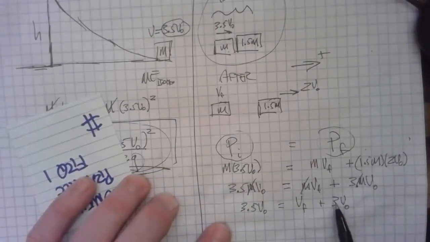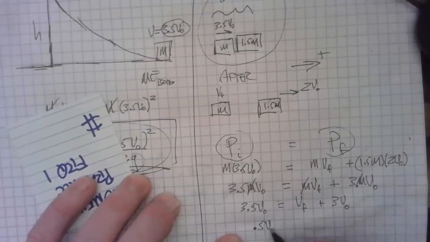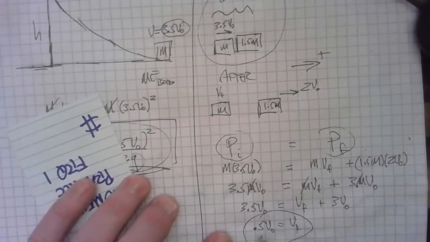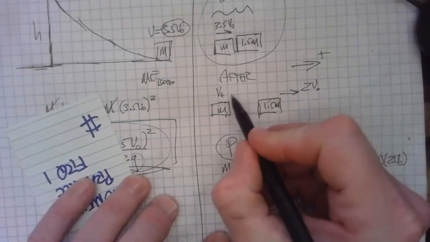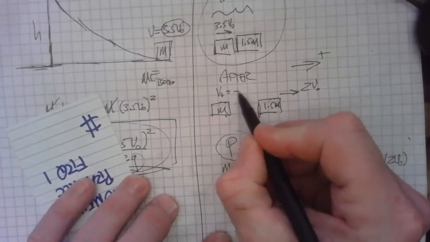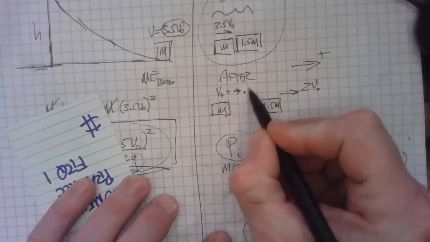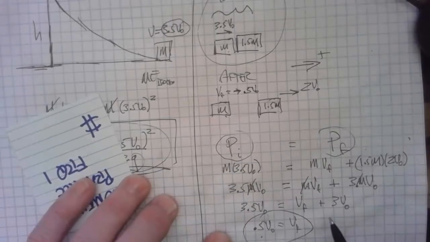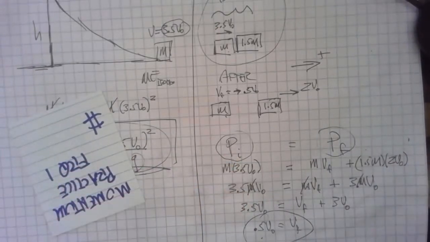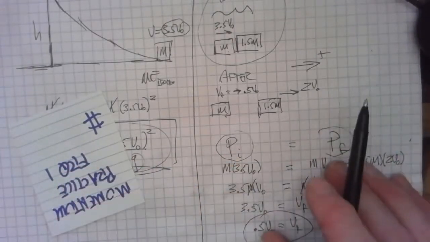So I'm going to subtract 3 v0 from both sides, and I have 0.5 v0. It's positive, so this block after the collision is moving to the right with a velocity of 0.5 v0. So it all comes from the conservation of momentum. Collisions are all about conservation of momentum.